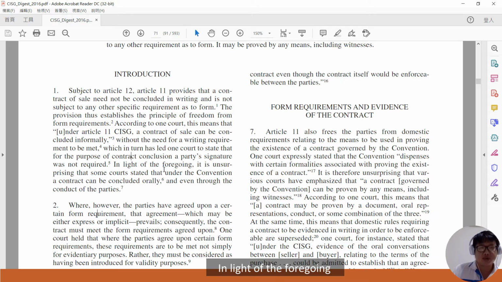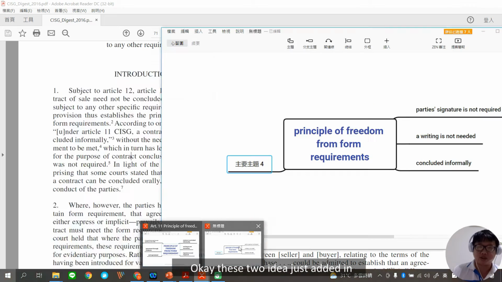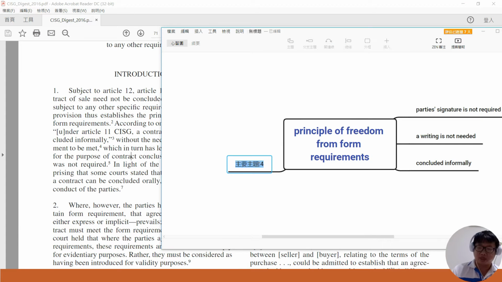Then, in light of the foregoing, it is unsurprising that some court stated that under the Convention a contract can be concluded orally, and even through the conduct of the parties. So the contract can be established by oral agreement and also by the parties' conduct. These two ideas are just added to our mind map.